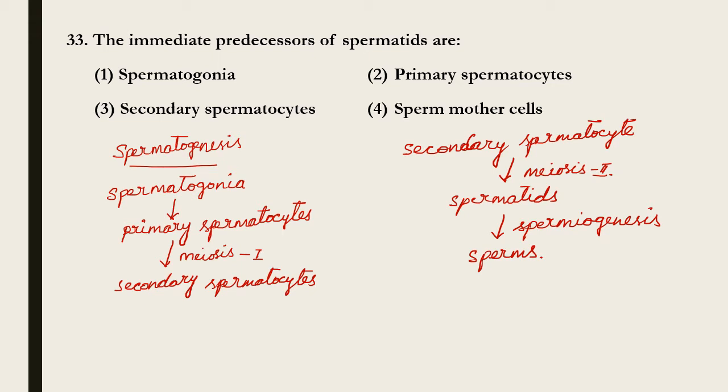Now the question is the immediate predecessors of spermatids. Here predecessors means the stage before the spermatids. The stage before the spermatids is the secondary spermatocytes. So option 3 is the correct answer.